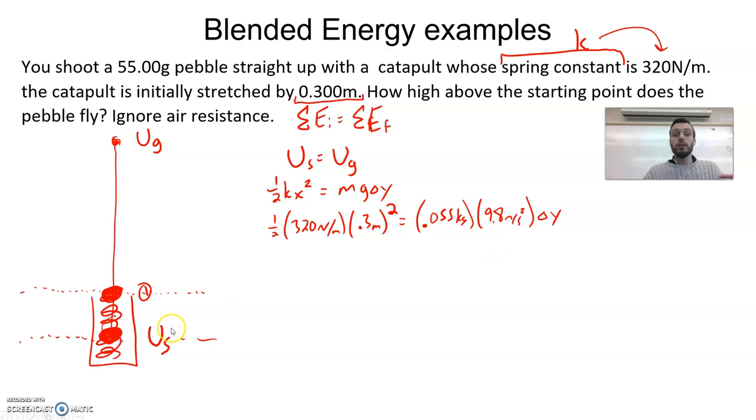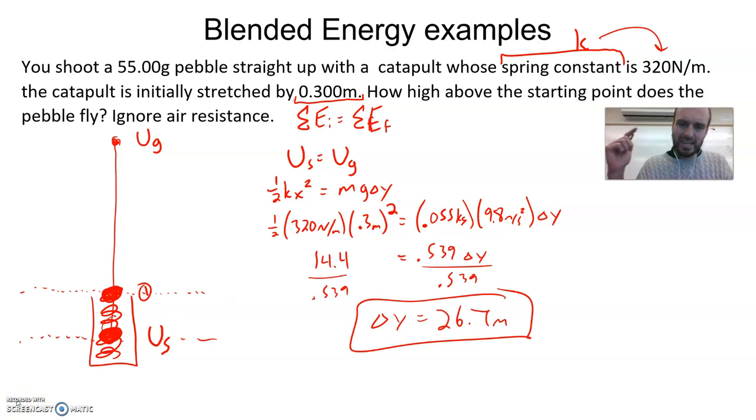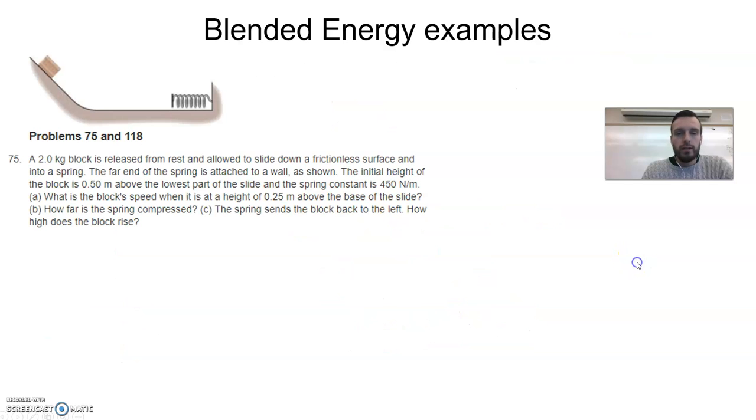I'm going to pause for some calculator magic. You can pause right now and do the math. Check in a second. Calculator magic, and we got that the height we go to is 26.7. That is high. I guess we have a very stiff spring and a very small pebble, because that is very, very high. But that's how the math would work out. The initial spring energy is equal to the final gravitational potential energy, and we set them equal to each other. So not too bad for that one.